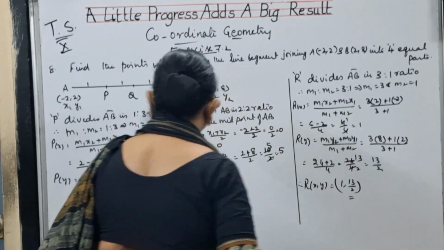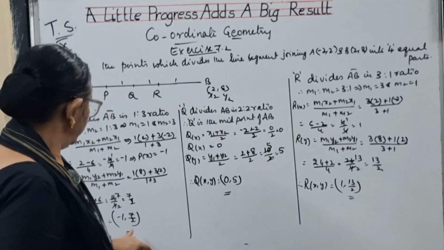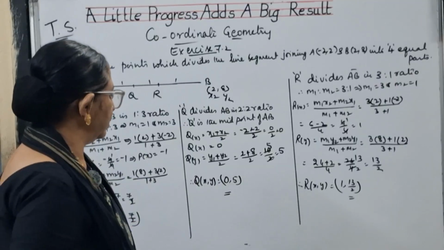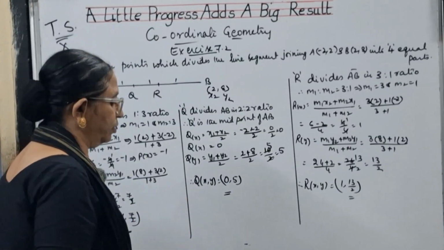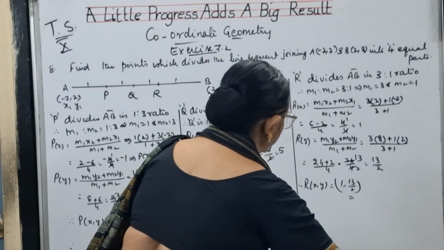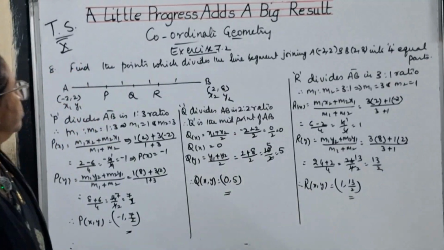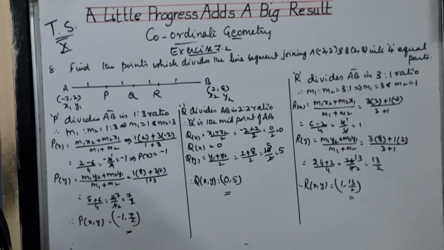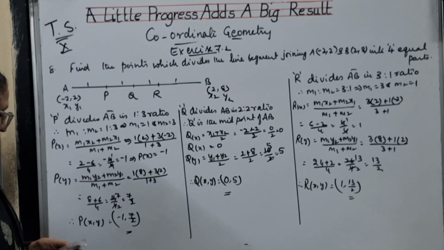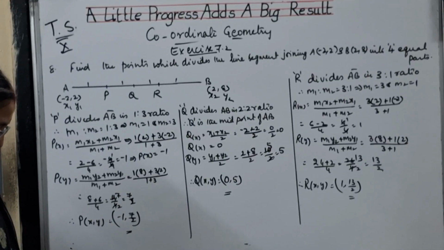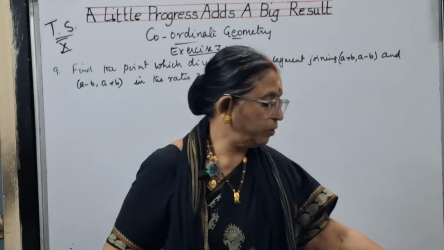So, these are the three answers, children: P of x comma y, Q of x comma y, and R of x comma y. Please note it down. Both the sums 7 and 8 are same, only the numbers are different. Now, ninth problem.